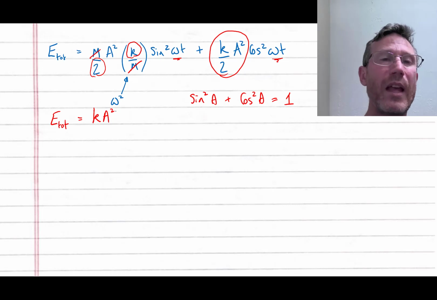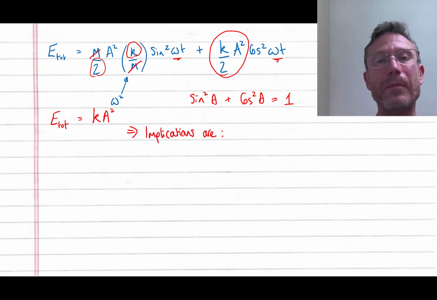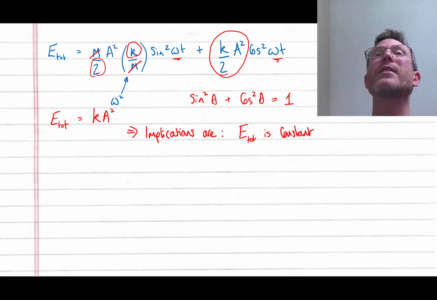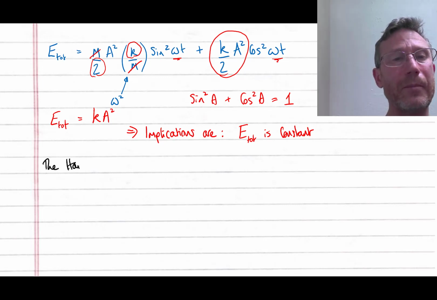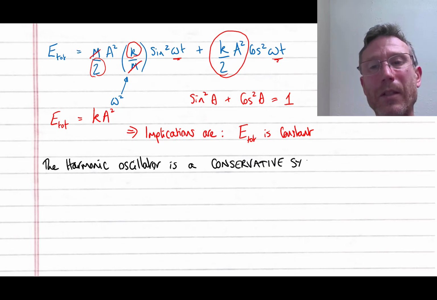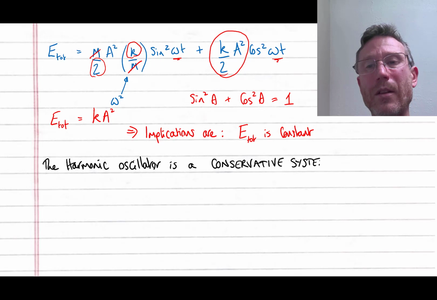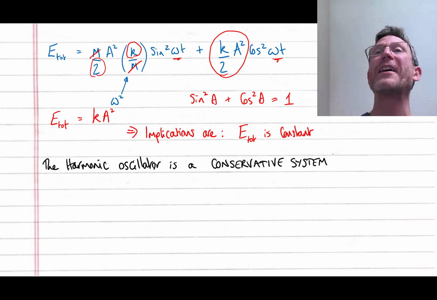And so what are the implications of this? The implications are that the total energy is a constant in this system. And we're going to say that the harmonic oscillator is a conservative system. It's a definition that when the energy is conserved within the system, we will say that it is a conservative system.